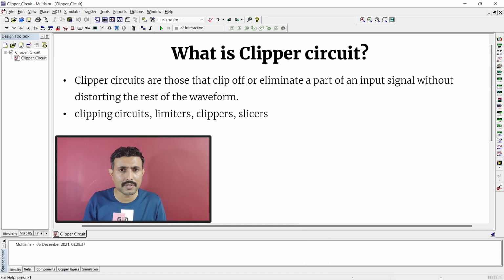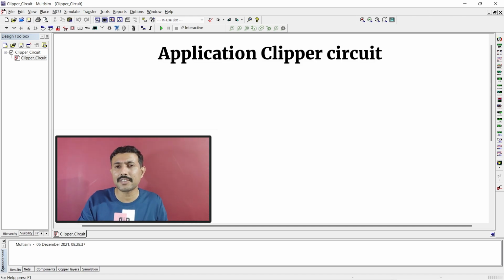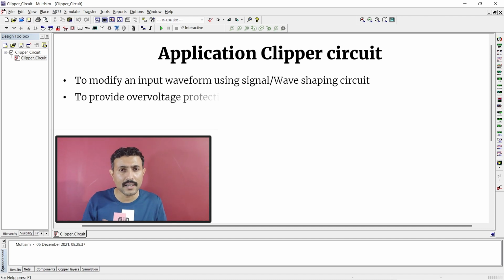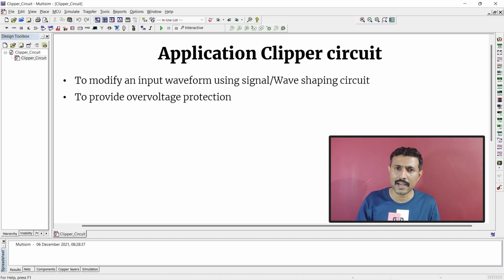So after knowing this clipper circuit, the next thing that comes to our mind is where do we use these circuits? So let me tell you the applications of clipper circuit. This circuit is basically used to modify an input waveform, or simply you can call it wave shaping circuits. So to shape the output, this circuit is used. Another application of this clipper circuit is to provide over voltage protection. You can use devices like diode, Zener diode to achieve those things.